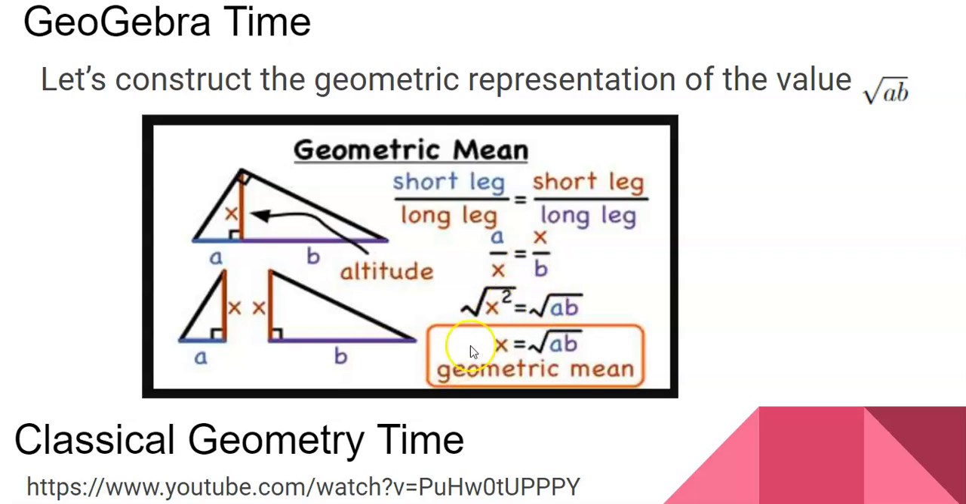Again, by cross multiplication, x times x, which is x squared, is equal to ab. Now we have the geometric mean: x is equal to the square root of ab. We can always go back to the time of the ancient Greek mathematicians by reconstructing the numerical value of the geometric mean, square root of AB.